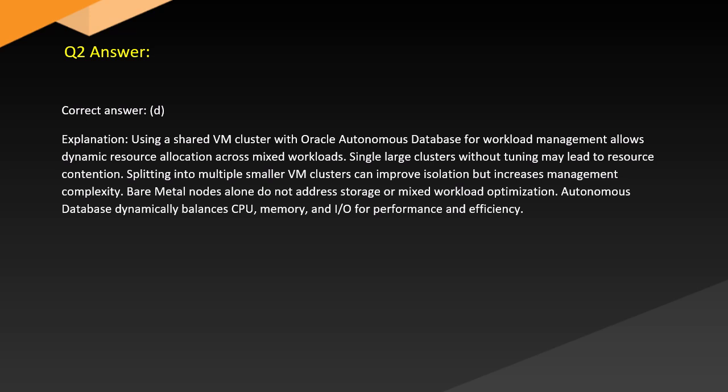Answer. Correct answer: D. Explanation. Using a shared VM cluster with Oracle Autonomous Database for workload management allows dynamic resource allocation across mixed workloads. Single large clusters without tuning may lead to resource contention. Splitting into multiple smaller VM clusters can improve isolation but increases management complexity. Bare metal nodes alone do not address storage or mixed workload optimization. Autonomous Database dynamically balances CPU, memory, and I/O for performance and efficiency.